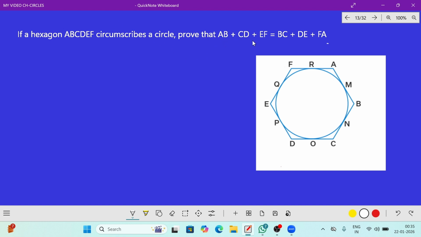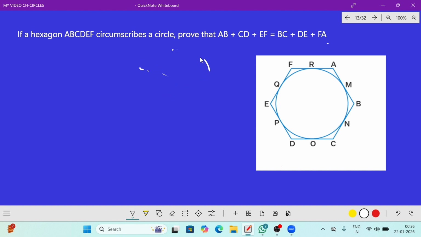Prove that AB plus CD plus EF is equal to BC plus DE plus FA. We have to prove that the left hand side is equal to the right hand side. We know the property of tangents to a circle: if this is an external point, then these two tangents will be equal. That is, suppose this is A and this is B, then EA is equal to EB. This concept is being applied here.